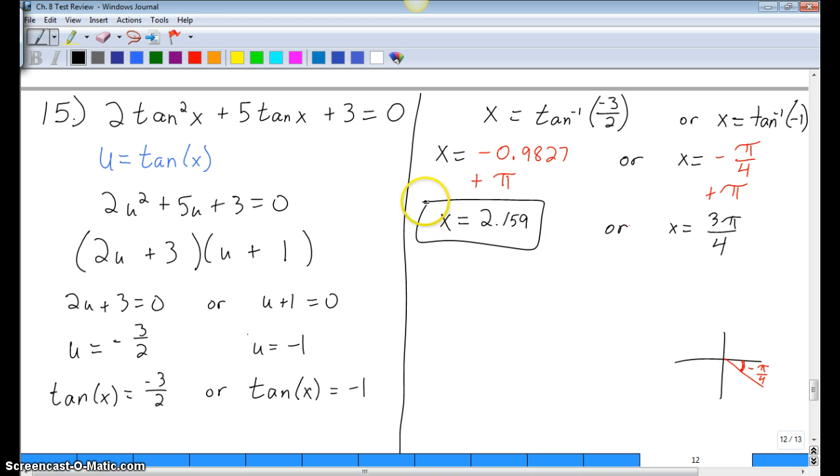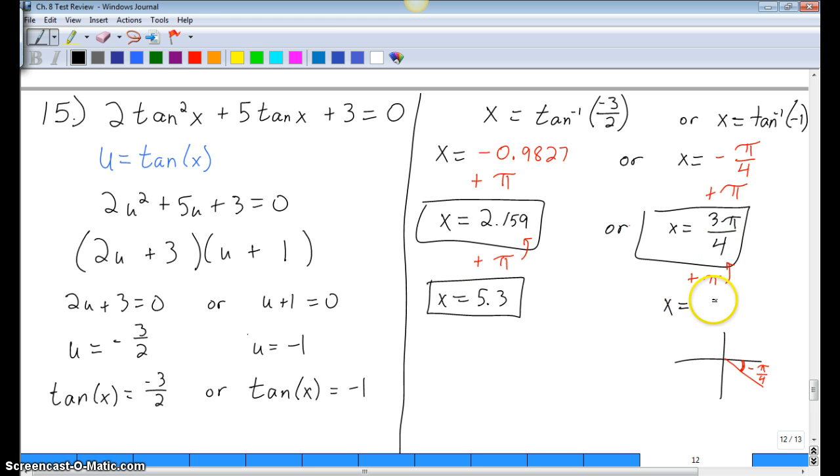Alright, so here's one answer, here's two answers. What we're going to do is add another pi to this thing. We're going to add pi to that, and we're going to add pi to that. We find that we get x equals 5.3. We're still within 0 to 2 pi, right? 6.28. And we add pi to this, and we get x equals 7 pi over 4.